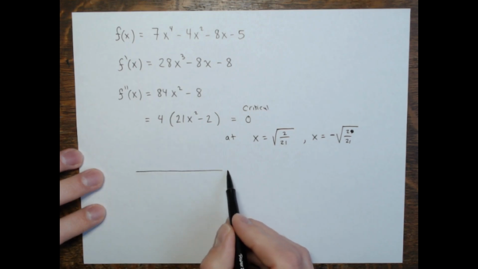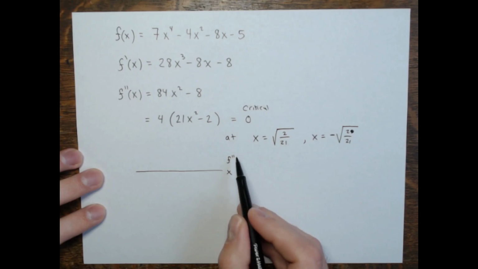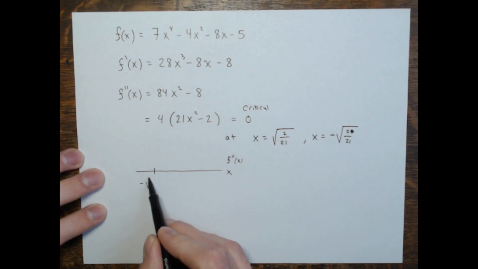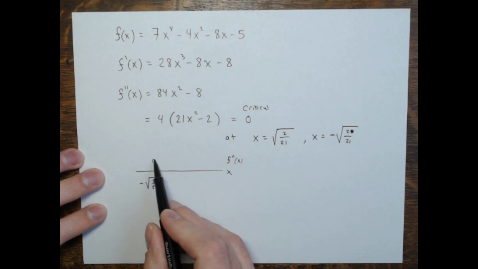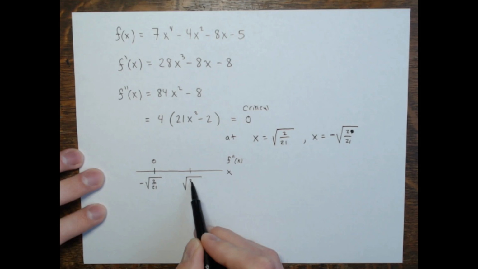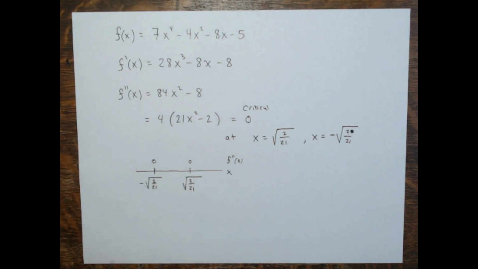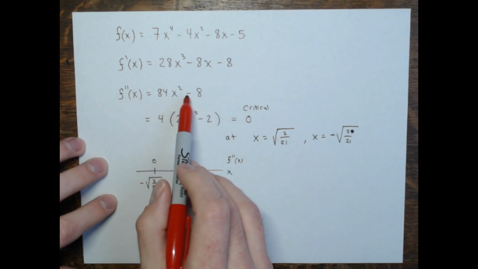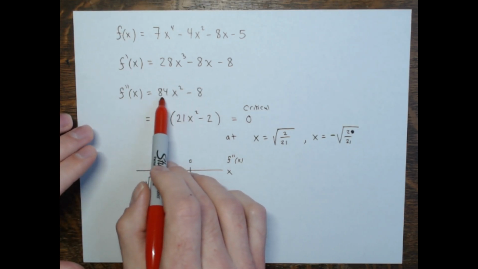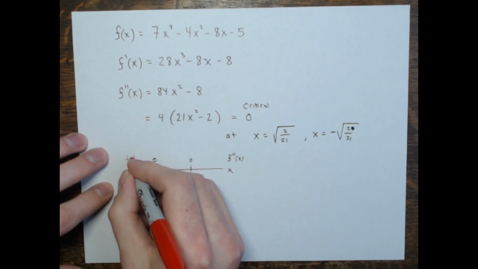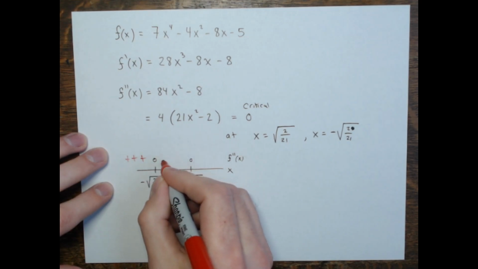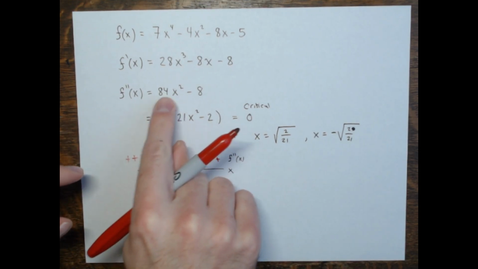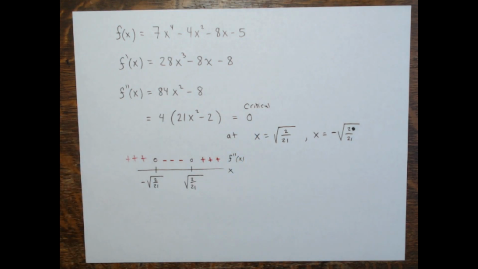And if you look at your number line for the second derivative, f double prime, this is equal to 0 at negative square root of 2/21 and positive square root of 2/21. Knowing what you should know about polynomials, the second derivative here is a degree 2 polynomial. If you were to graph it, it would look like a parabola with a positive coefficient. So it would have positive values to the left of the zeros, negative values between the zeros, and then positive to the right, like a parabola opening up, going up forever on the left end and right end.